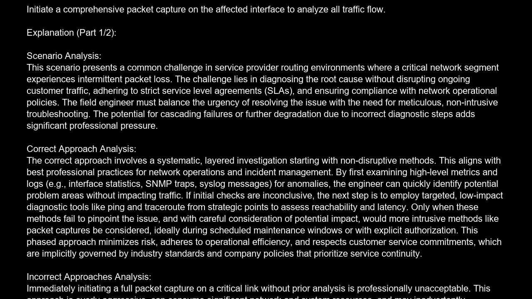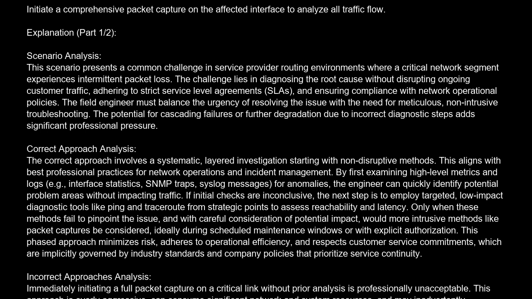This aligns with best professional practices for network operations and incident management by first examining high-level metrics and logs, e.g., interface statistics, SNMP traps, syslog messages, for anomalies. The engineer can quickly identify potential problem areas without impacting traffic. If initial checks are inconclusive, the next step is to employ targeted, low-impact diagnostic tools like ping and traceroute from strategic points to assess reachability and latency.